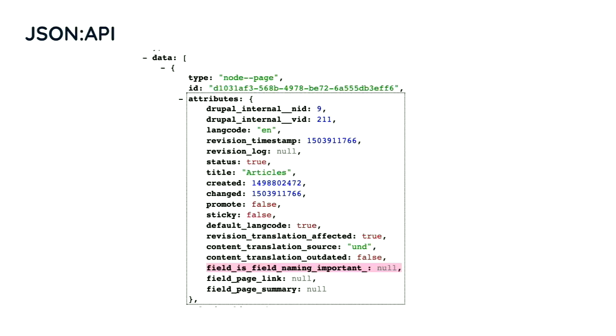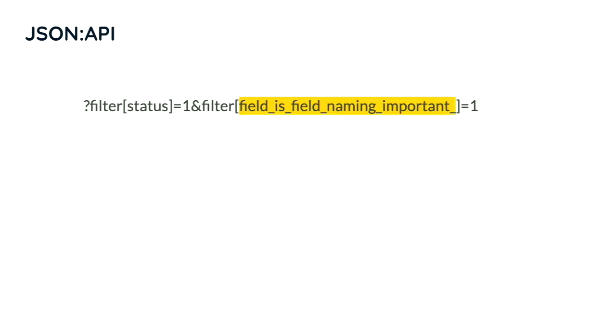It affects my JSON API. So the front-end developer making that beautiful React application gets something coming along to the API with field_is_field_naming_important and just thinks it's lazy on behalf of those Drupal developers. We're like, we didn't do it. That dude who set the site up, he just made all the fields. And here's an example of filtering. That's a really annoying interface for a front-end developer.